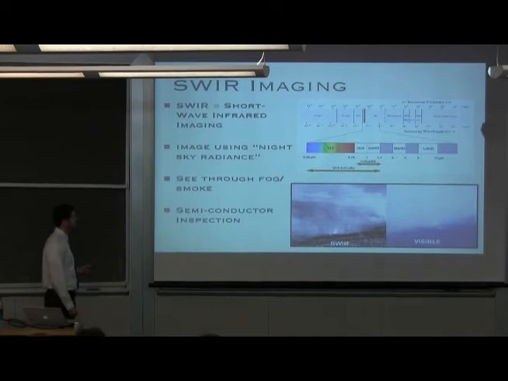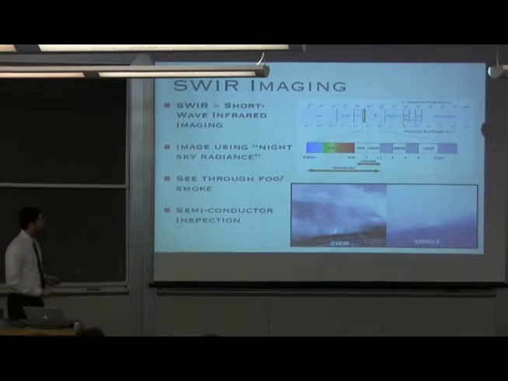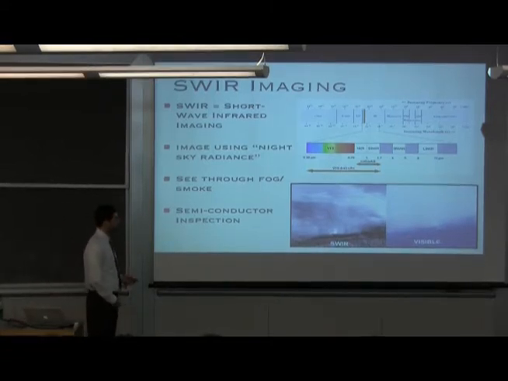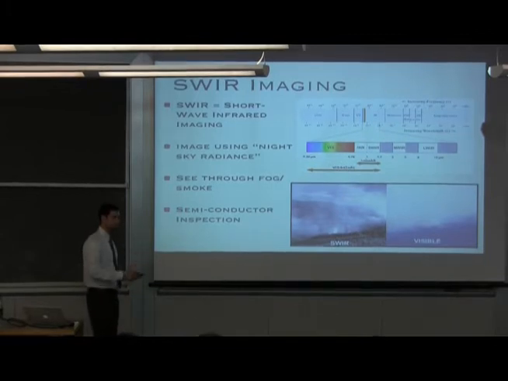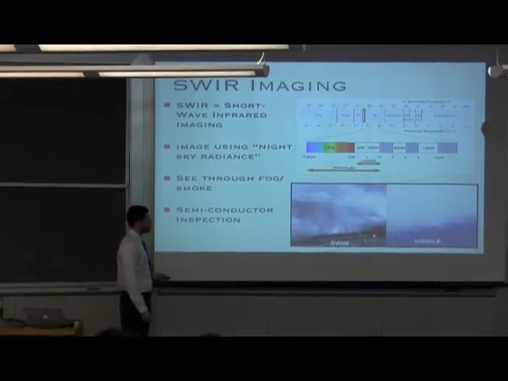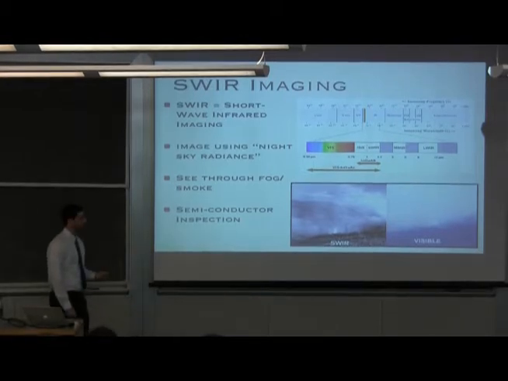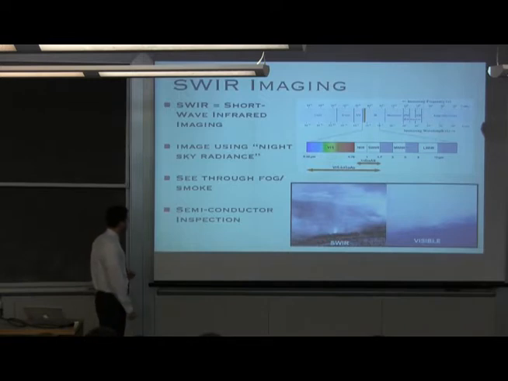SWIR is also useful because it can see through fog and smoke. Because the wavelength of electromagnetic radiation we're using is longer, it doesn't get interfered with by small particles in the air. Here's an example of that. This is a forest fire image, in the same location, imaged with two different cameras. In the visible domain, you'll see that the image is highly occluded by smoke. But in the SWIR domain, you can see through the smoke almost perfectly. So firefighters are interested in this. The Navy is interested in it because it can see through sea fog.